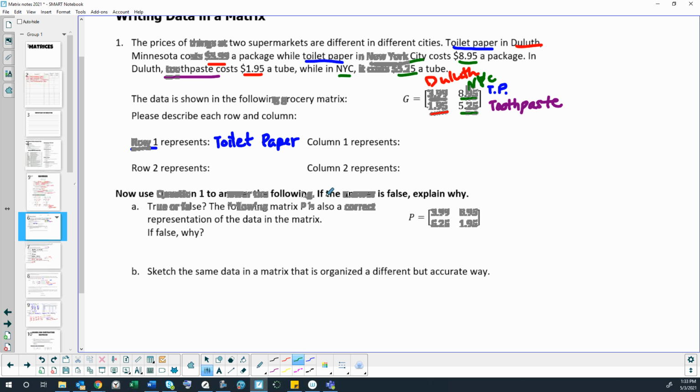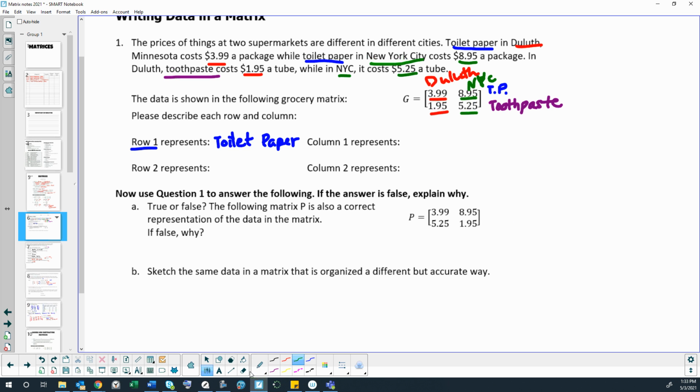True or false? The following matrix P is also a correct representation of the data in the matrix. It's important to understand that data can be organized in different ways. Like the cities could be in the opposite order, or the products could be in the opposite order. What we can't switch is we can't make it so that a column or a row has a mix of things that it represents, right? We've got to stick to one row or one column for each thing.